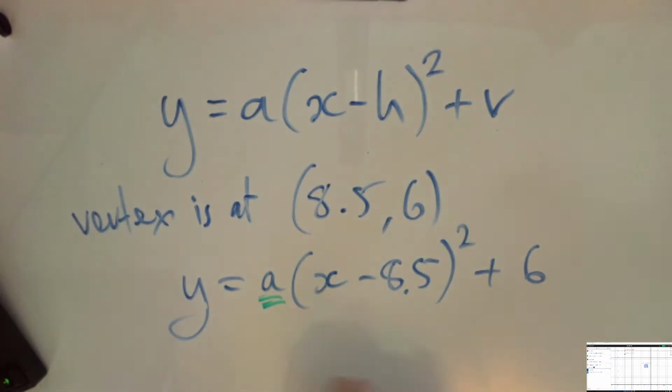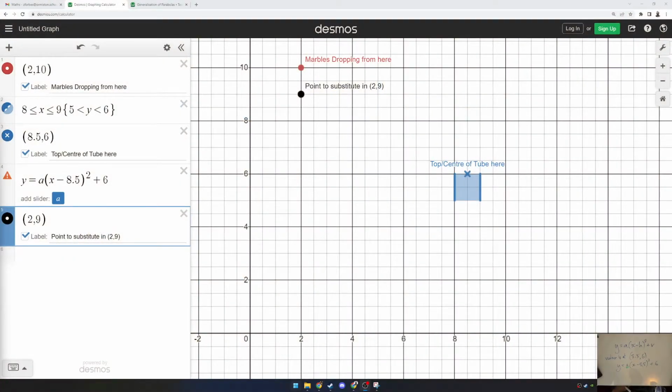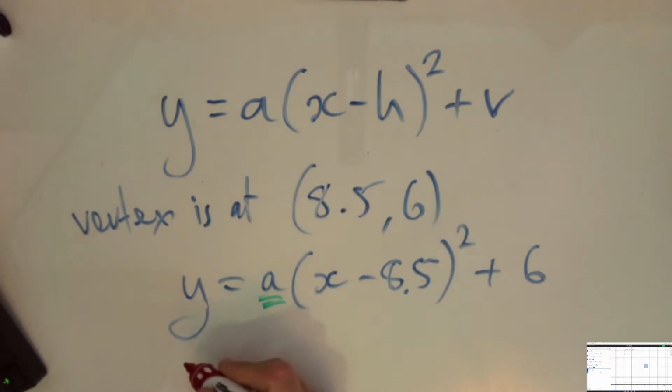And what we're going to do is substitute a point into y and x to be able to find that a. So in our graph, let's have a look at our graph, that point (2, 9), we are going to substitute that in, and 2 is the x coordinate and 9 is the y coordinate. So we can substitute them in and it will tell us what a needs to be to satisfy that. So let's substitute that in now.